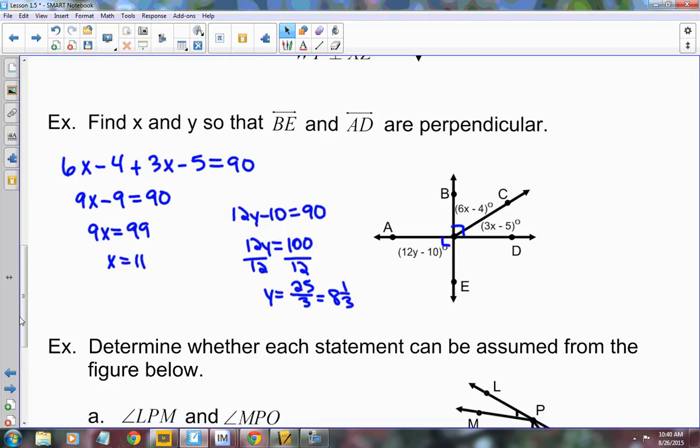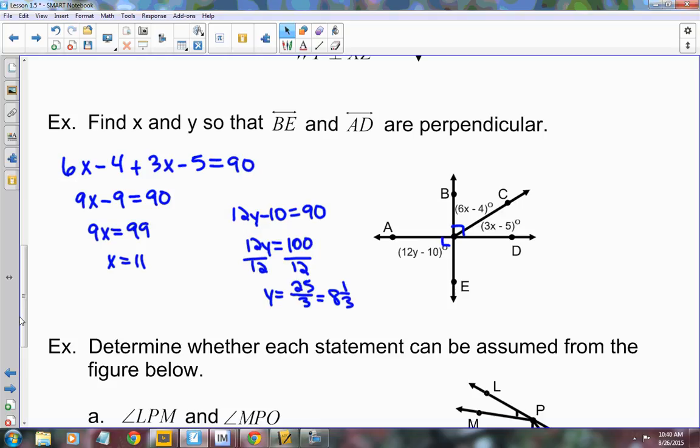I don't know this perpendicular. There's not a little right angle. What's up? Okay. So, which ones are you talking about? These two? Yeah. Okay.